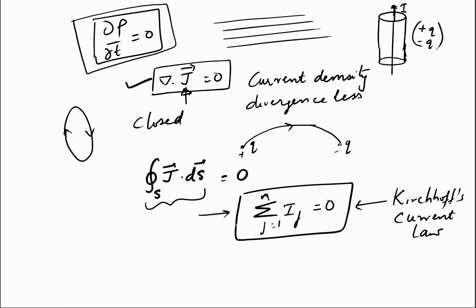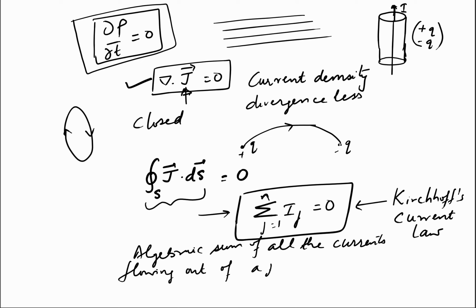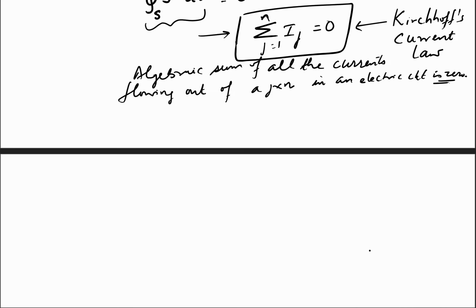So what does it say? It says that the algebraic sum of all the currents flowing out of a junction in an electric circuit is 0. So in this way we have derived Kirchhoff's current law from the principle of conservation of charges, and this equation of continuity is a very important equation and we should remember it.